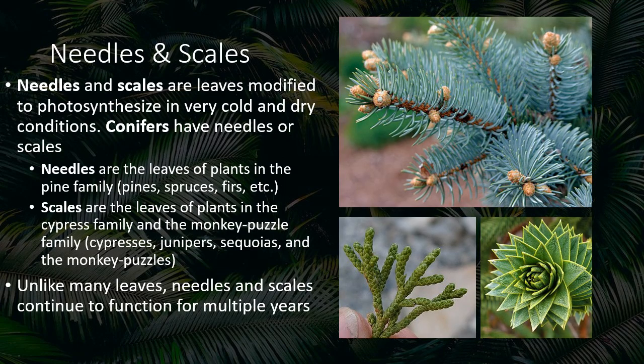Needles and scales are modified leaves, mostly of conifers that are much better at photosynthesizing in very cold or dry conditions compared to broadleaves. They lose less water because they have less surface area and fewer stomata, so there's less risk of winter burn. And needles are typical of plants in the pine family. That's Pinaceae, including pines, spruces, and firs. And scales are typical of plants in the cypress family, Cupressaceae, and the monkey puzzle family, Araucariaceae. That would include species like cypresses, junipers, sequoias, etc.